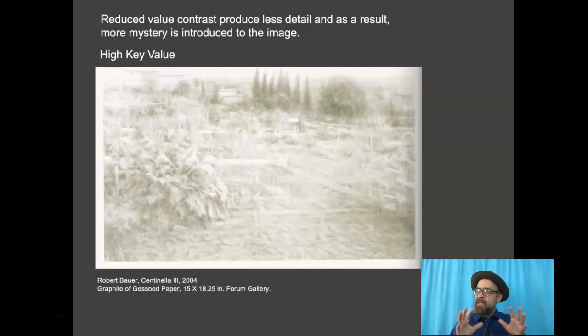The image is going to become more mysterious as a result. Like, I can't really tell what's going on in this Robert Bauer drawing, right? I kind of see a landscape and maybe there's some kind of delineations of a garden there, but I'm not really sure. He's using a high key palette and reducing contrast and detail as a result, and it creates a certain mysterious atmospheric quality, right?